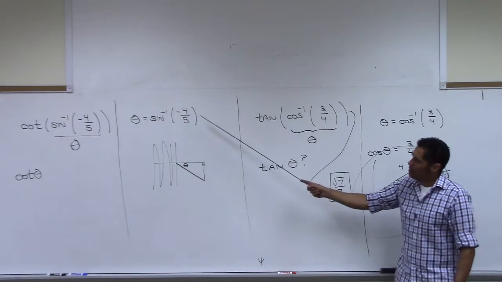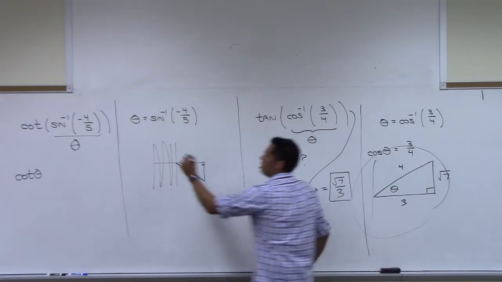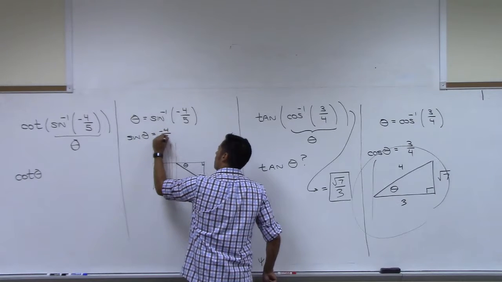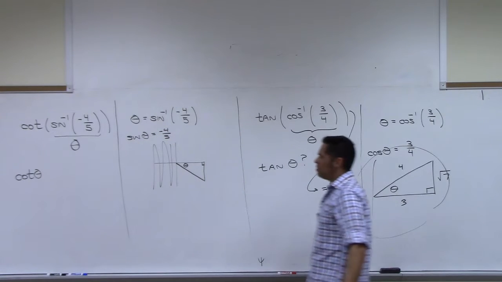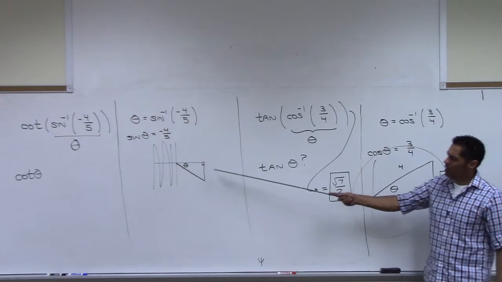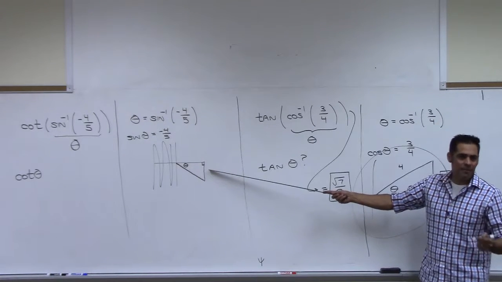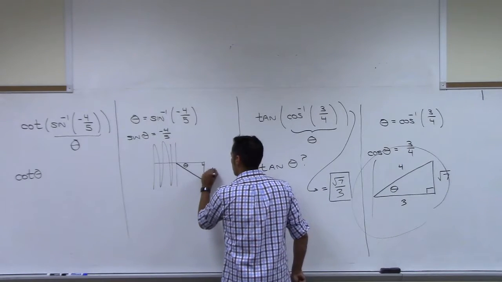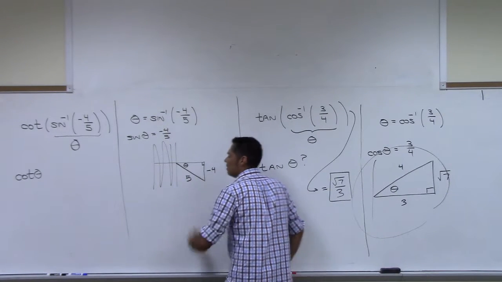So if I take sine on both sides, sine is which side over which side? Opposite. So what am I going to label this side as? -4, because I'm down 4. -4, and then this side's 5.